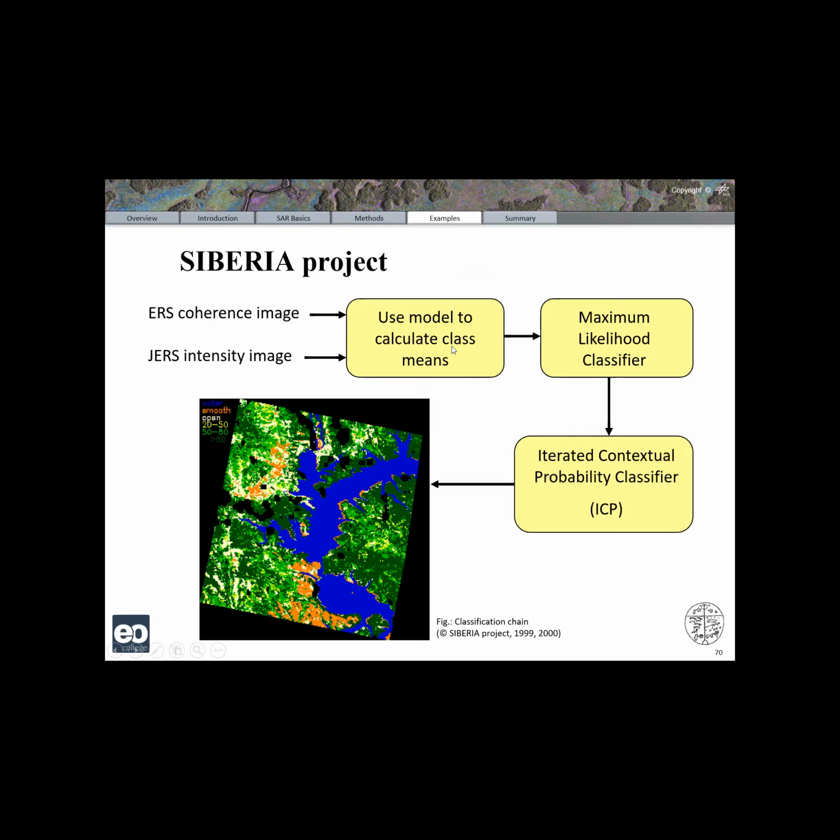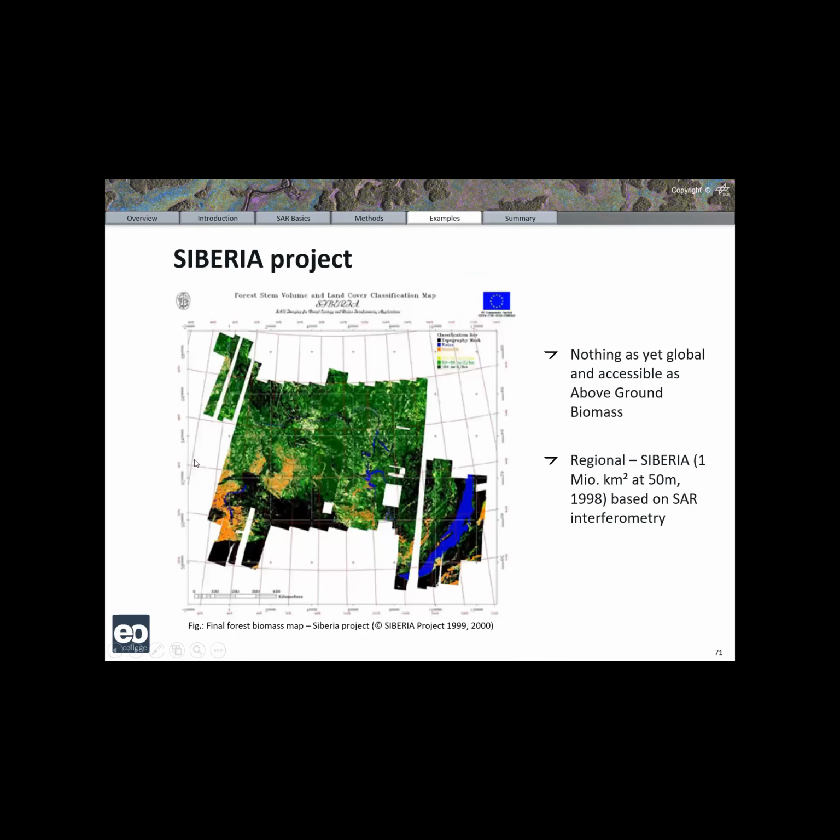So, okay, use the model to calculate the class means, then apply a maximum likelihood classifier, as I just said. And at the end, we also did a little filtering to make it a bit nicer. And that was the classification chain to come up, in the year 99, with a very large area biomass map. That was the very first biomass map from radar remote sensing.